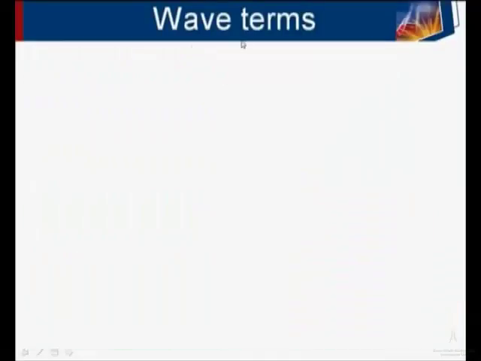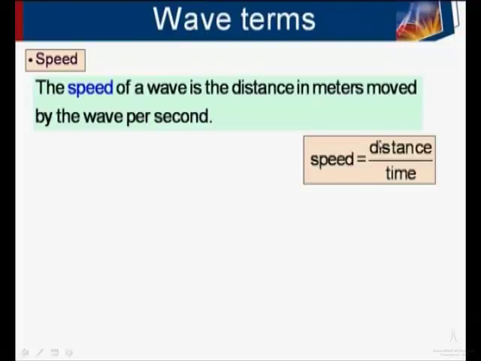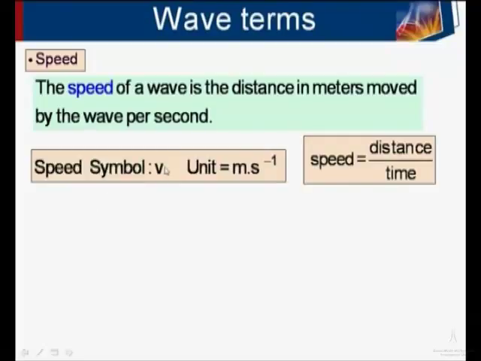Let us continue with more wave terms and revising the wave terms from grade 10 work. The speed of the wave. Remember, the speed of the wave is the distance in meters moved by the wave per second. So we have speed equals distance in meters divided by time in seconds. The symbol in this case is V, and the unit is meters per second, or meter seconds to the minus 1.